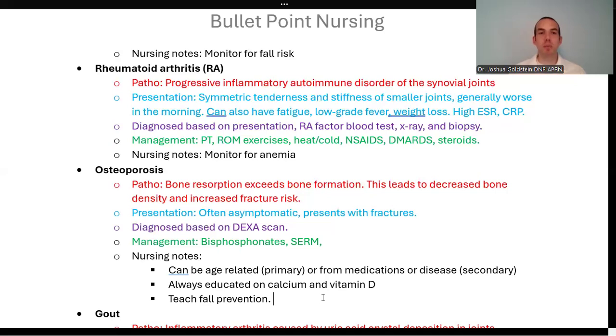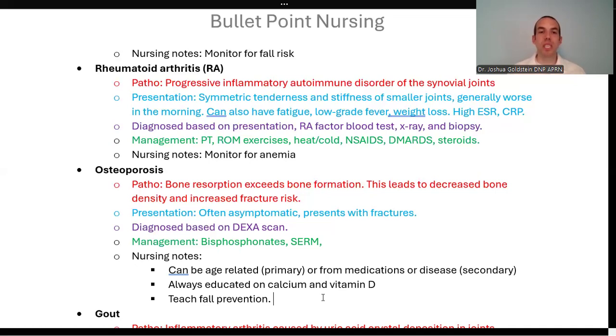The management over here is going to be physical therapy. That's first and foremost. We want range of motion exercises to keep their joints active. We use a lot of heat and cold, whatever helps the patient for their comfort level. We also use NSAIDs, which are the ibuprofen. In this case, Tylenol or acetaminophen would be a wrong answer because this is an inflammatory disease. So we want an anti-inflammatory medication such as NSAIDs.